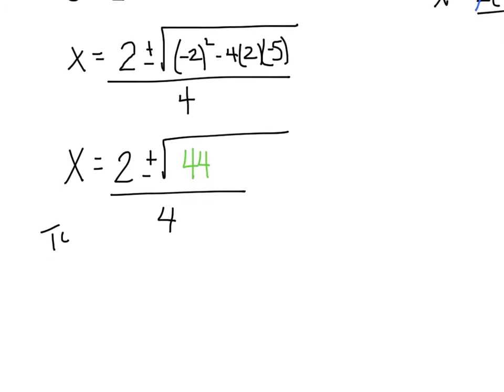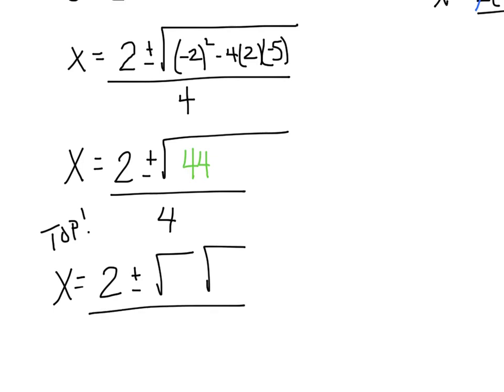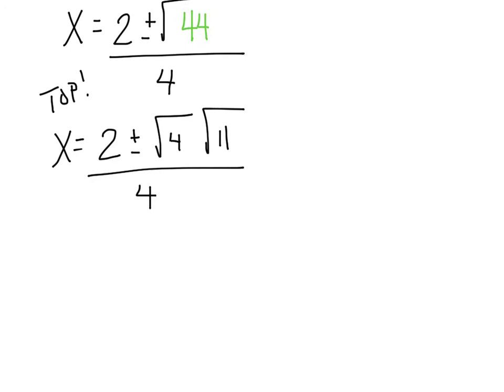So again, just say to yourself, top first. I get x equals 2 plus or minus. I can break 44 down. I'm going to go with 4 times 11. All right, so I'm going to get x equals 2 plus or minus, that becomes a 2 radical 11 all over 4.